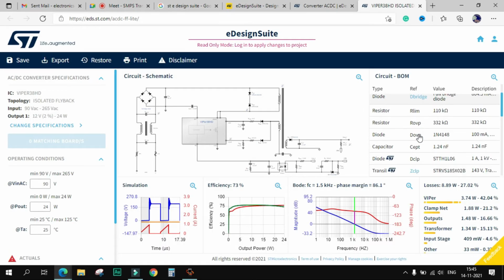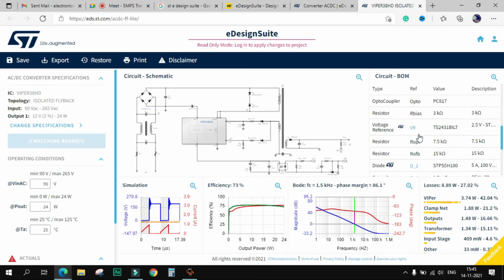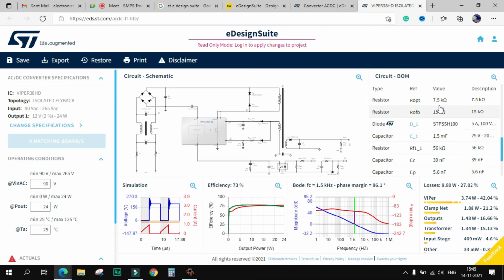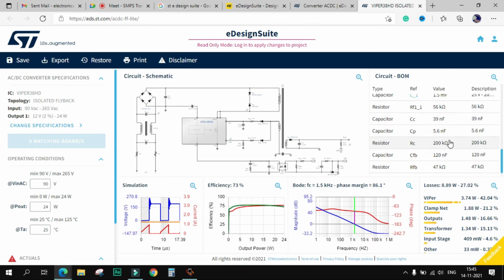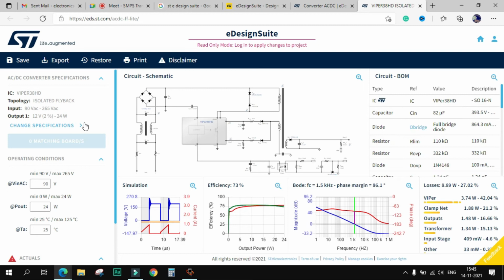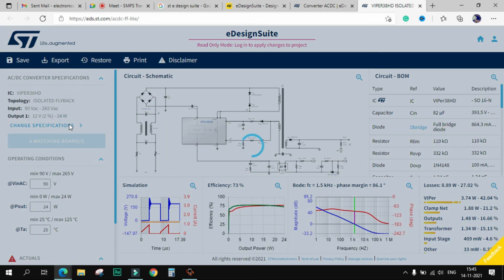Can you see they have also given the whole BOM, bill of materials, and the part number and description and reference is also given. So what you can do, you can directly order these things from any Mouser or DigiKey. Let us click on print.